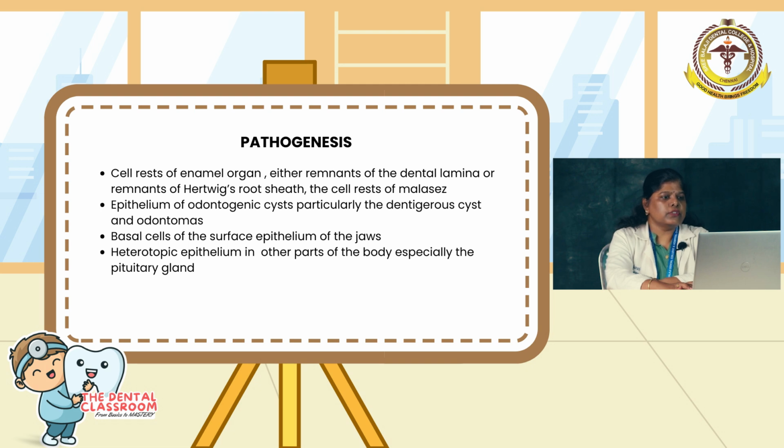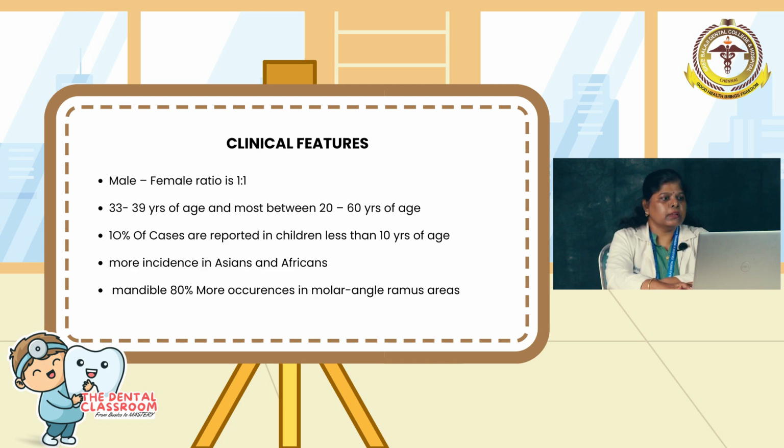Pathogenesis. Here the cell rest of enamel organ, either remnants of the dental lamina or remnants of Hertwig's root sheath, the cell rest of Malassez. Epithelium of odontogenic cyst, particularly the dentigerous cyst and odontomas. Basal cells of the surface epithelium of the jaws and heterotopic epithelium in other parts of the body, especially the pituitary gland.